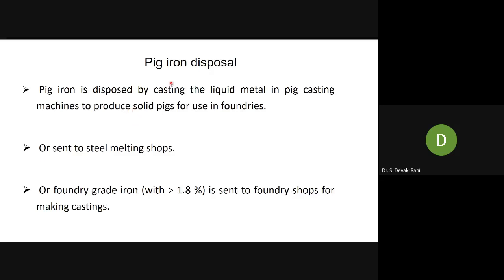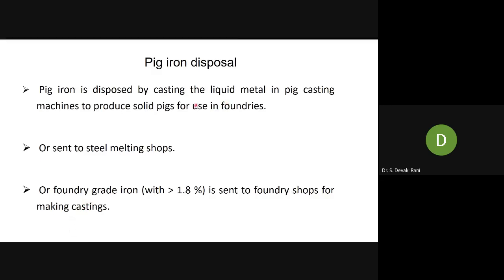In olden days, the blast furnace and the steel making shop were not synchronized. That means that once the pig iron was coming out from the blast furnace, the steel making shop was not ready, or they had to transfer it. They cannot keep the pig iron in the liquid condition for a longer time. So they used to cast it and produce solid pigs, which can be later melted before charging it to the steel melting shop. Now this pig iron can also go to the foundry shops for making castings.